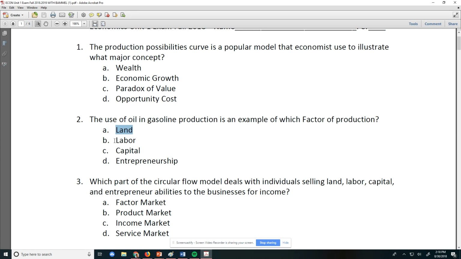Number 2. The use of oil in gasoline production is an example of which factor of production? Land, labor, capital, entrepreneurship. Number 3. Which part of the circular flow model deals with individuals selling land, labor, and capital and entrepreneurial abilities to the business for income? Is that the factor market, the product market, the income market, or the service market?